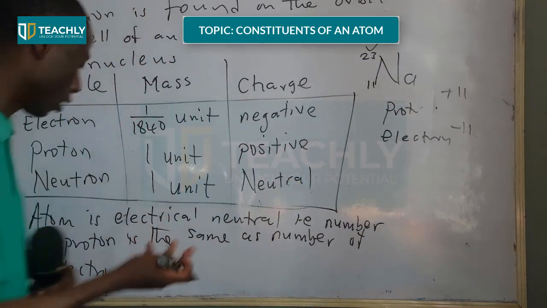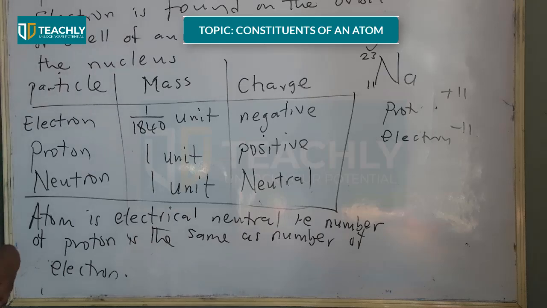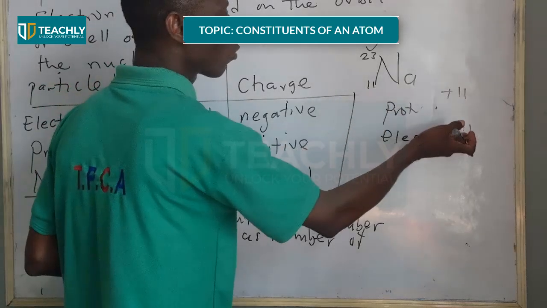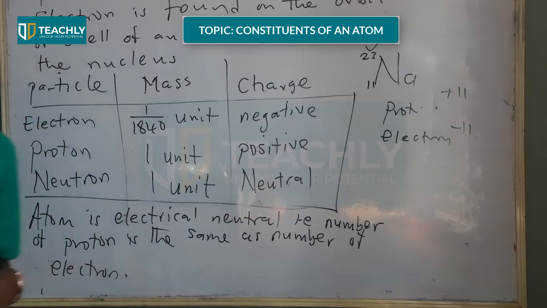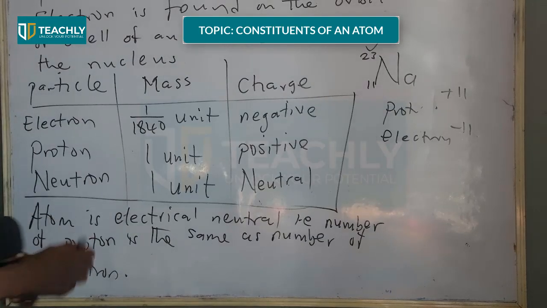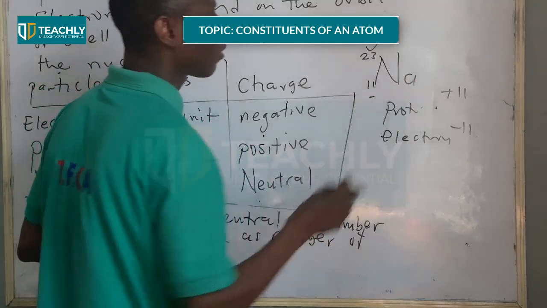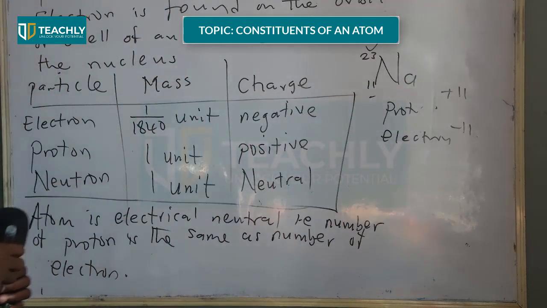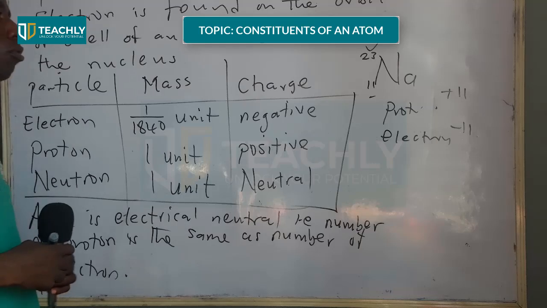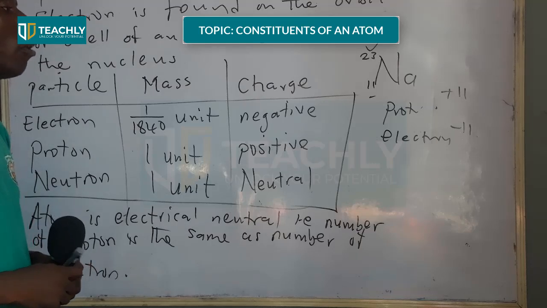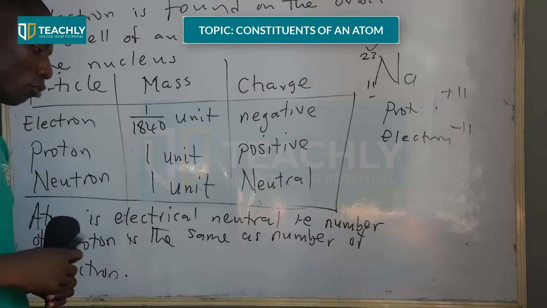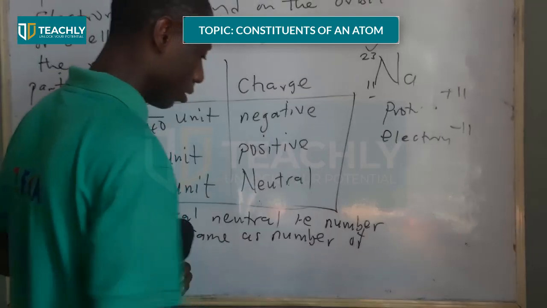That's how we call it what? Electrically neutral. That is, the total number of positive is equal to the total number of negative. By the time you add them or they react together, it gives us 0. So therefore, anytime you have an element or an atom, it always has the same number of protons and the same number of electrons. So that is what we can say about an atom.